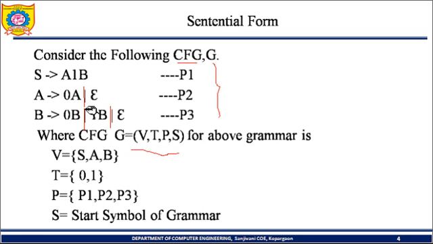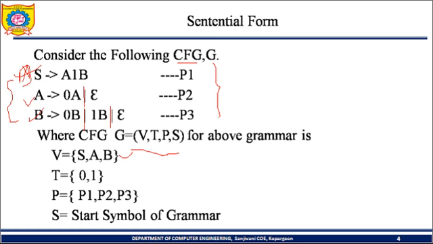V is the set of variables, which are denoted by using capital letters. So here V is equal to S, A and B. These are the three variables. T is the set of terminals, and terminals are denoted by using small letters or digits 0 to 9. So in this grammar, the terminals are 0 and 1. P is the production, the equations of the grammar, which are already given: P1, P2, P3. And S is the starting symbol of the given grammar. If the starting symbol were D, then we would say D is the starting symbol, but right now in this grammar, S is the starting symbol.